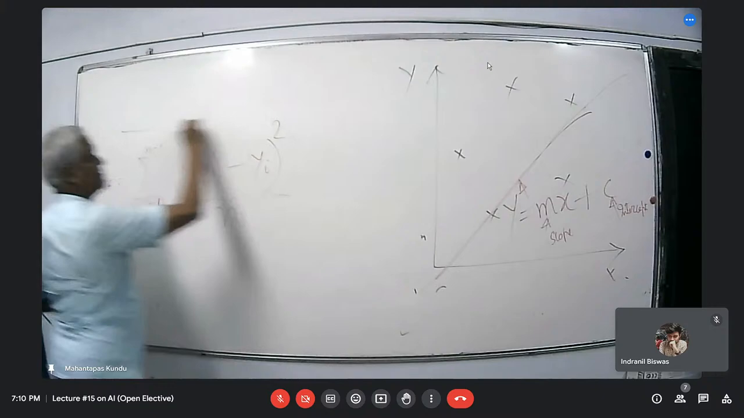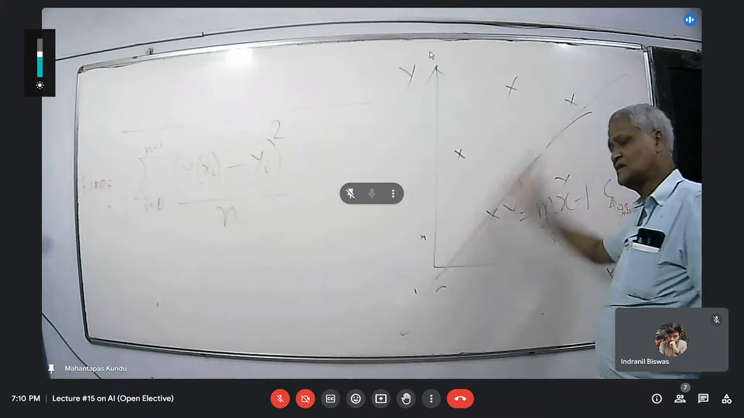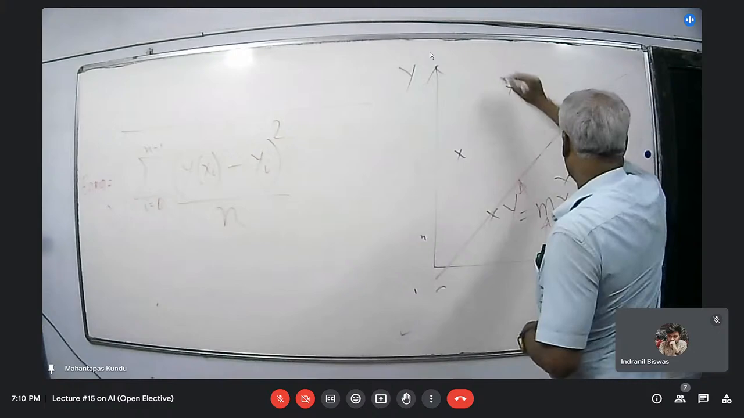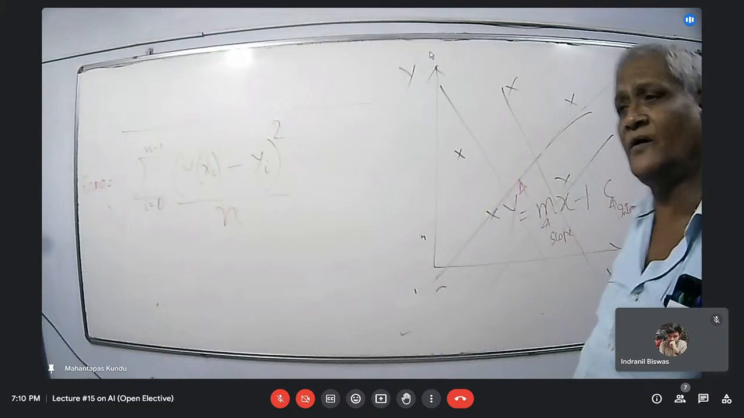there are several such straight lines, an infinite number of straight lines. This may be a straight line, this may be a straight line, this may be a straight line. There are an infinite number of straight lines lying over this plane.